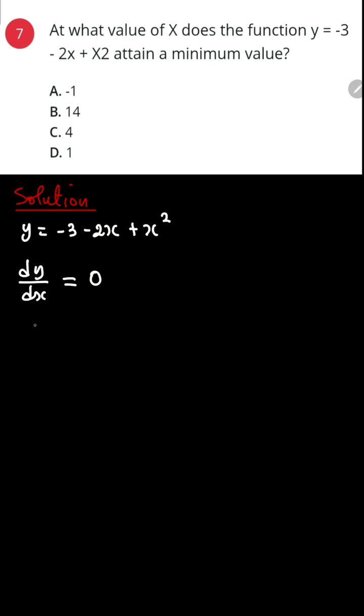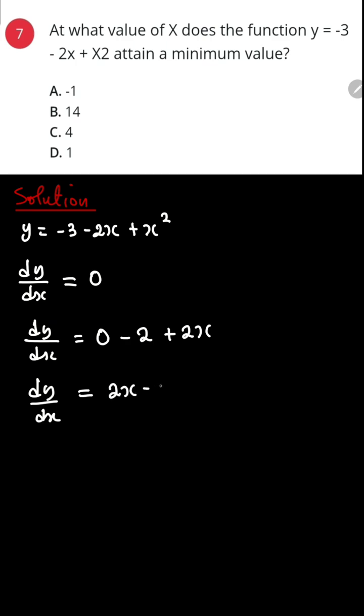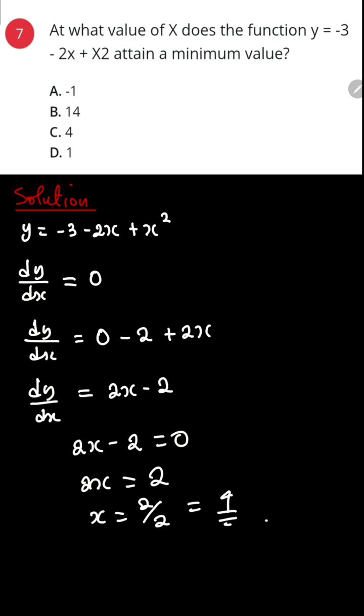Therefore, dy by dx will be equal to 0. The differential of minus 3, a constant term, is actually 0. Then you have minus 2, then plus 2x. So dy by dx is going to be 2x minus 2. Remember, we say it's equal to 0, so 2x minus 2 equals 0. So 2x equals 2, so x equals 2 by 2, which equals 1. So that is our answer. Our answer is D, which is 1.